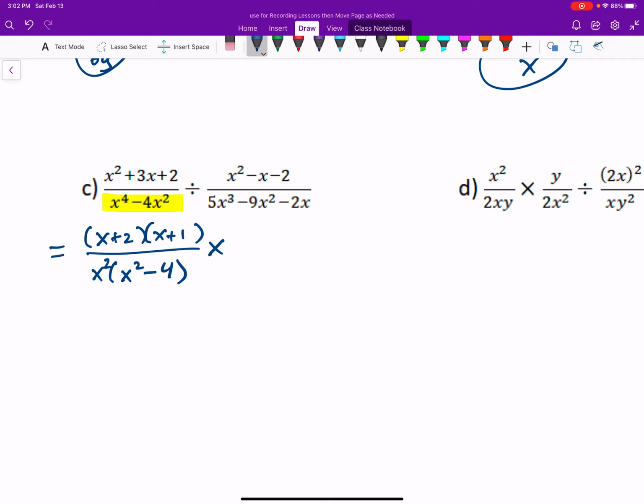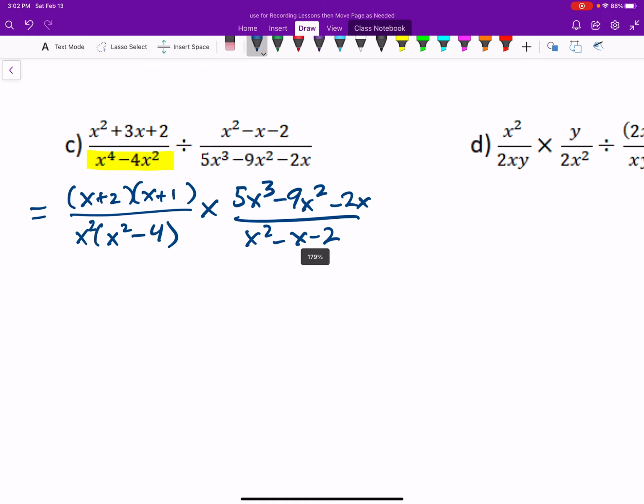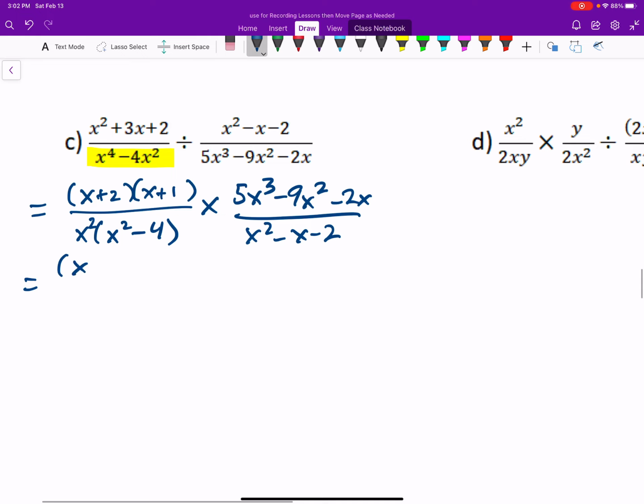I'll flip the fraction that comes after the divide sign. And what I'll get is 5x cubed minus 9x squared minus 2x over x squared minus x minus 2. So there's the flip. Let's keep factoring. So I've already done the top of the first fraction. Nothing to do more there. In the bottom of the first fraction, I've got a difference of squares, which can be factored even more, can't it? So that can be factored down to x minus 2 and x plus 2.